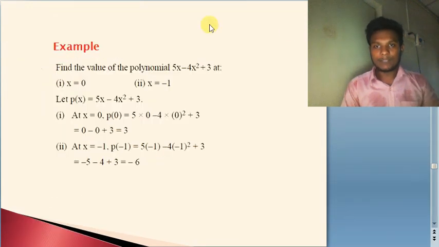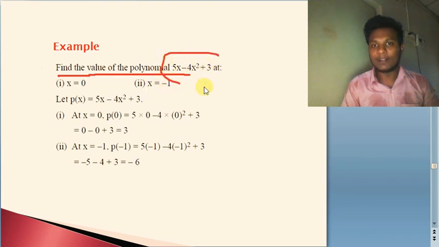Okay, so here I have taken one more example. Find the value of the polynomial 5x minus 4x square plus 3 at x is equal to 0, at x is equal to minus 1. The same polynomial is given and they are asking the value of this particular one. So always write whatever is given to you, assuming it as p of x. Why? Because how many variables are there? Only one variable, that is x. So you will write it as p of x is equal to this much.